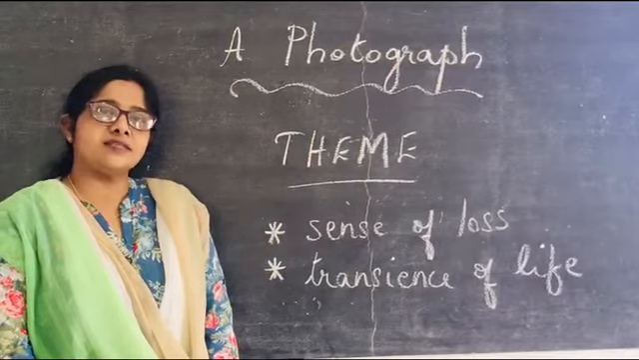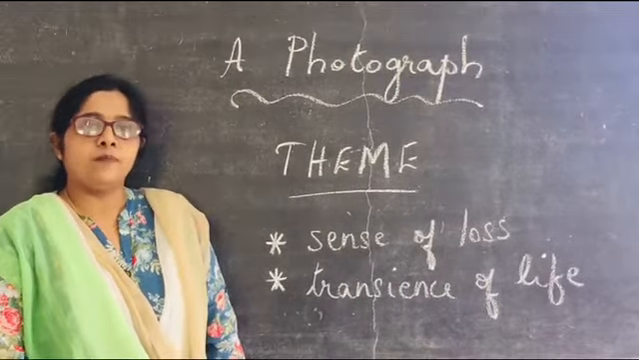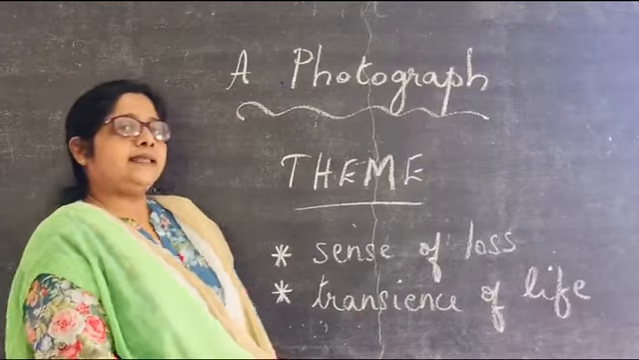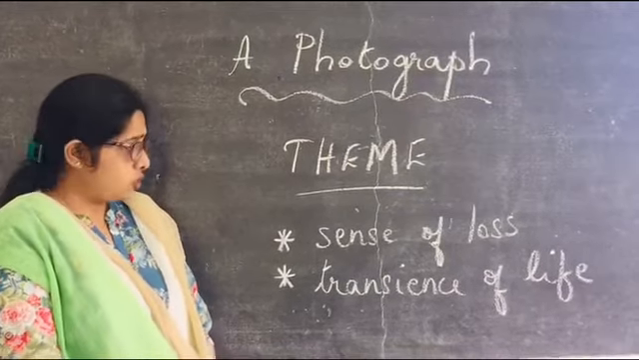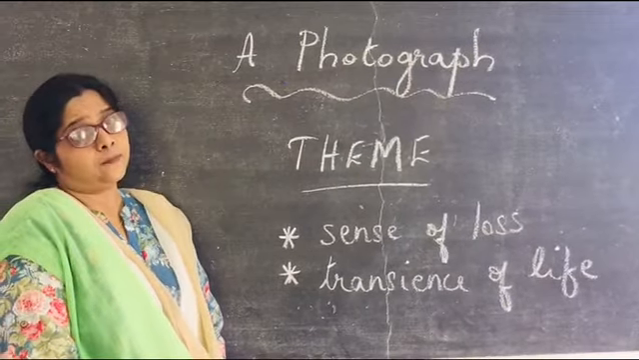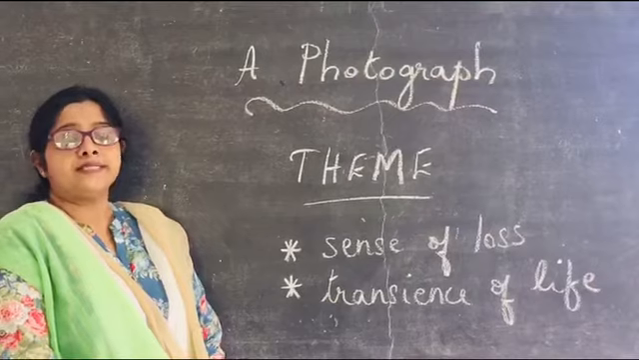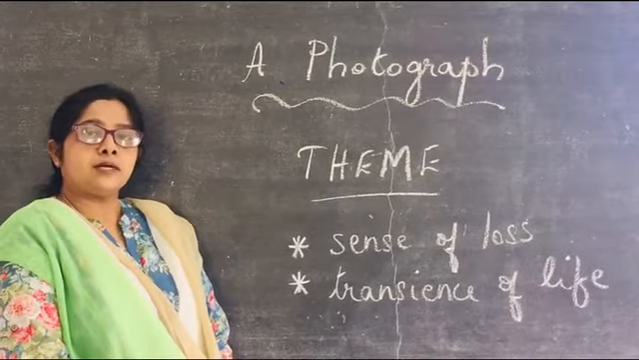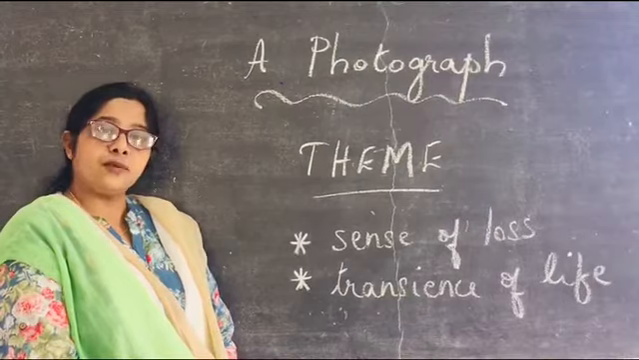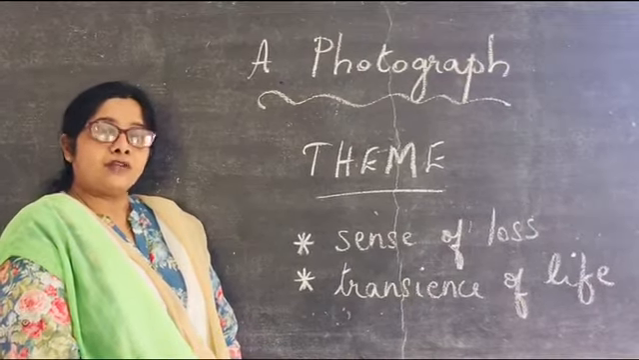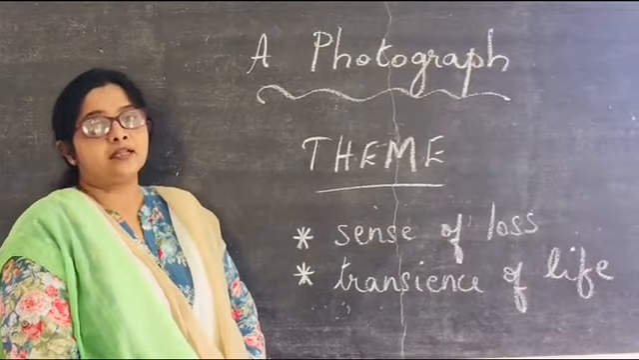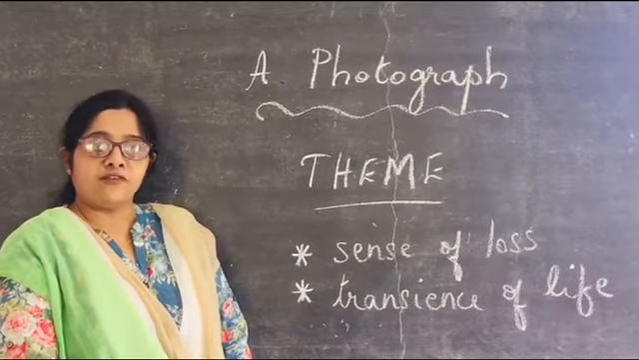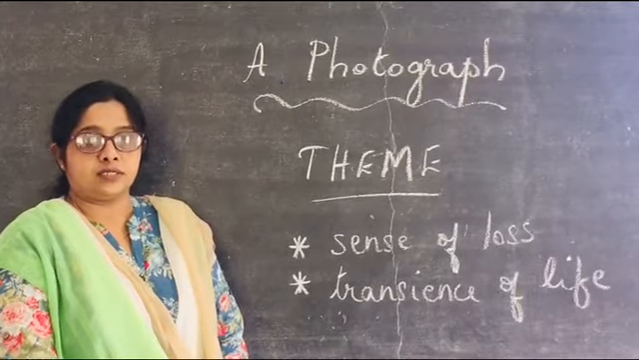So now let's discuss the theme of this poem. After reading the poem, what have you understood? What is the central idea of this poem? You can see that the poet is talking about her sense of loss and the transience of life. That is, she's missing her mother when she looks at the photograph. So by looking at the photograph, it brings memories of the past and she's able to relive the past for a few minutes. And when she's looking at the photograph which is silent, the silence of the photograph also makes her silent.